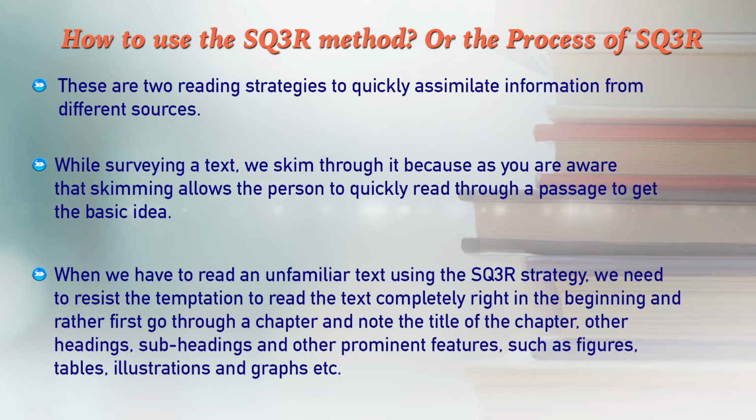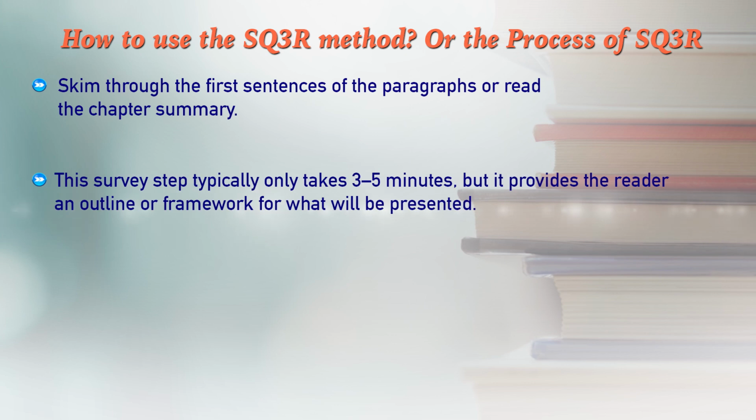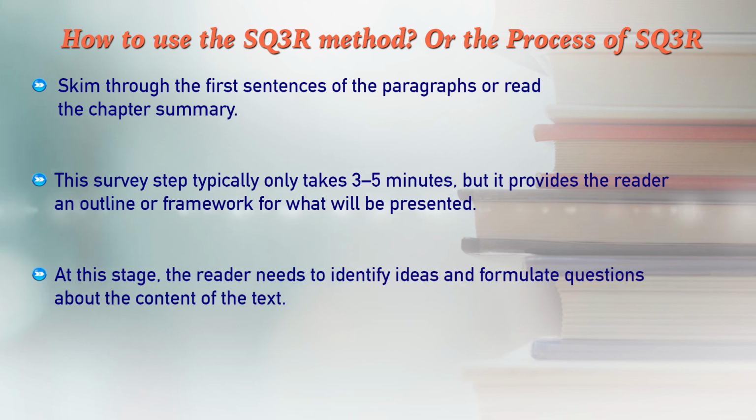Rather, first go through a chapter and note the title of the chapter, other headings, subheadings and other prominent features such as figures or tables or illustrations and graphs and so on. Skim through the first sentences of paragraphs, read the chapter summary. This survey step typically takes only about 3 to 5 minutes, but it provides the reader an outline or a framework for what will be presented. At this stage, the reader needs to identify ideas and formulate questions about the text.